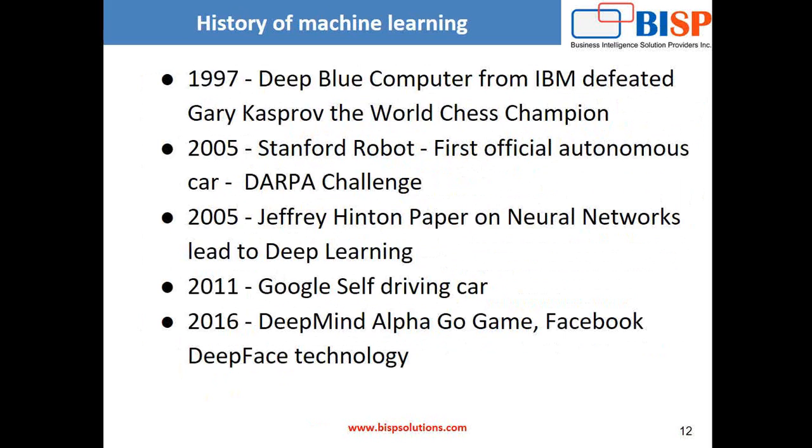The second thing is that in 2005, a Stanford robot was able to do an autonomous vehicle, and it was able to win a challenge. This is a Department of Defense DARPA challenge, and the autonomous car driving started in 2005. That's a fantastic achievement in the history of machine learning, where a car was driven without a driver.